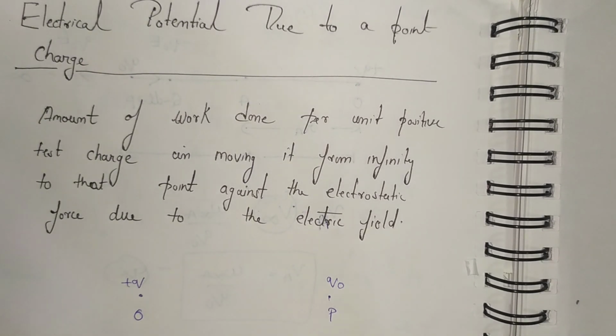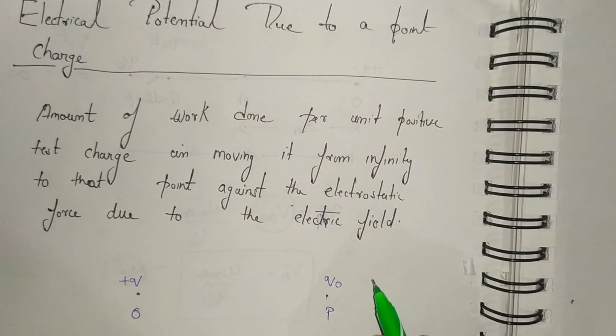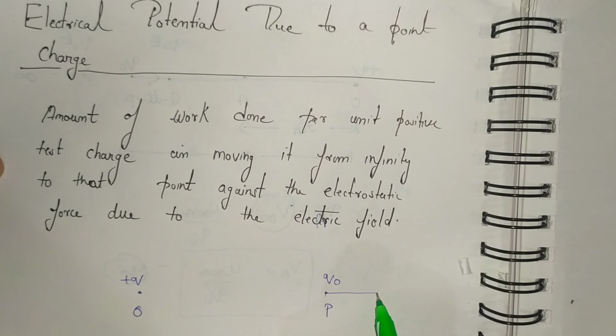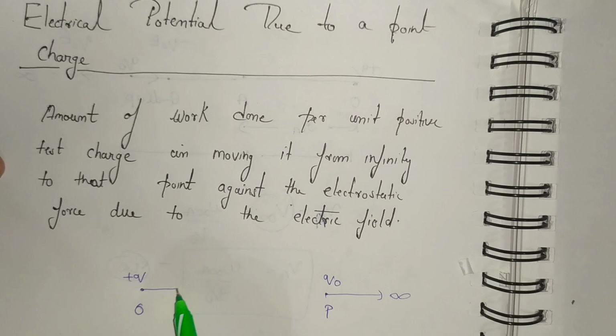Suppose we have two points, that are plus q and q naught. This is a test positive charge, and we have to bring this test positive charge to this point. If this charge creates a field, then this q naught will get attracted toward this side, and there is some work done. So this is the work done in bringing a charge from infinity, suppose this point is at infinity, to the point. Okay, do you understand this topic?